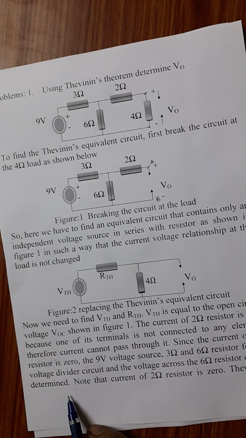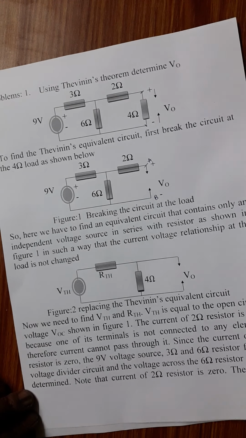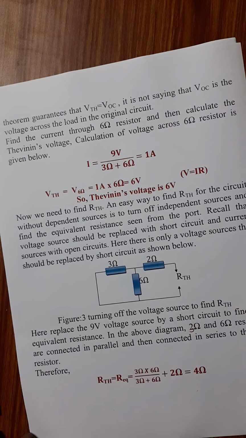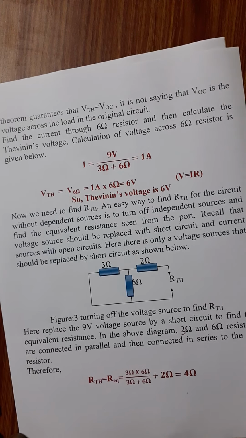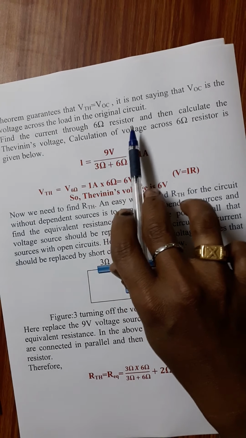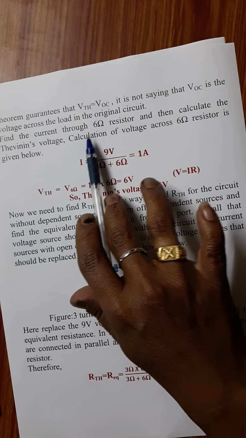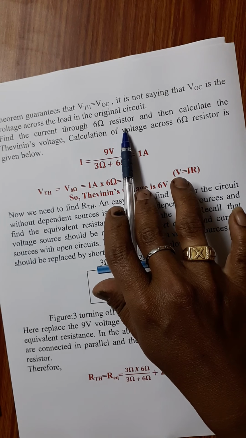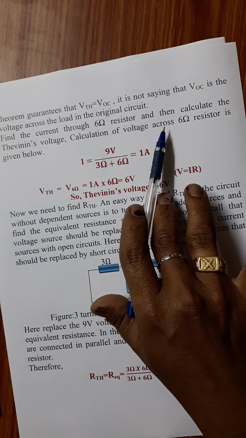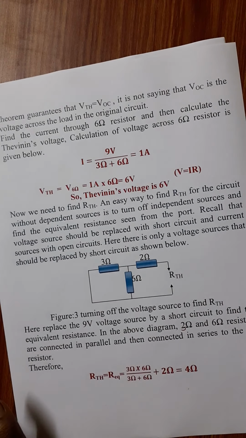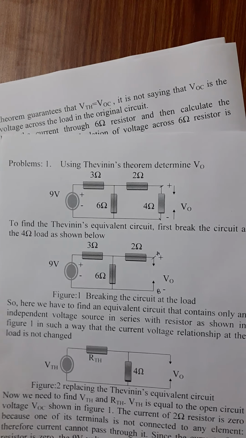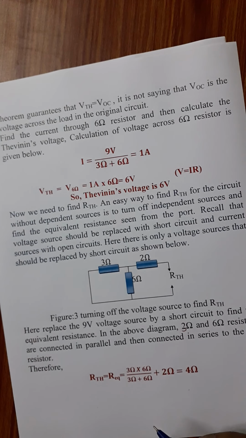Now that the current of 2 ohm resistor is 0, Thevenin's theorem guarantees that VTH is equal to VOC. It is not saying that VOC is the voltage across the load in the original circuit. Find the current through 6 ohm resistor and then calculate the Thevenin's voltage. So calculation of voltage across 6 ohm resistor, that is across this, that is I equal to V by R.